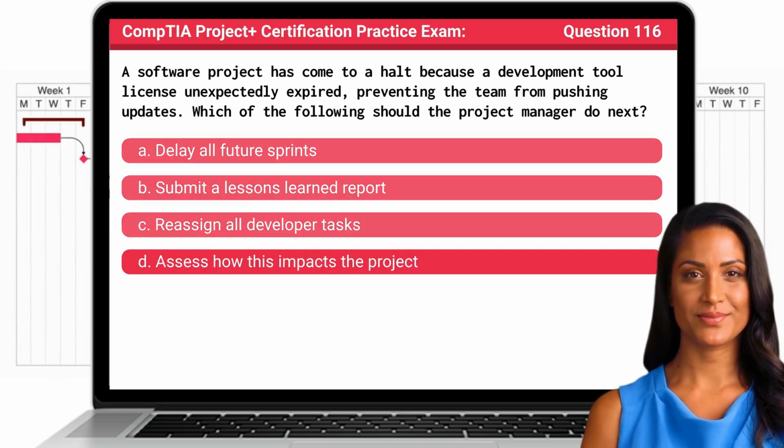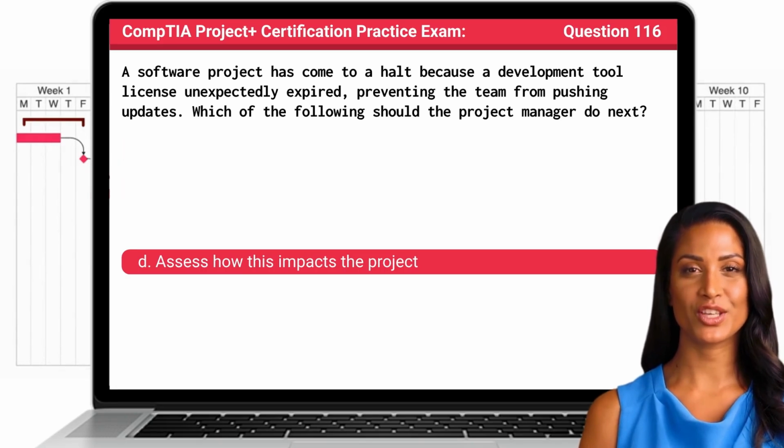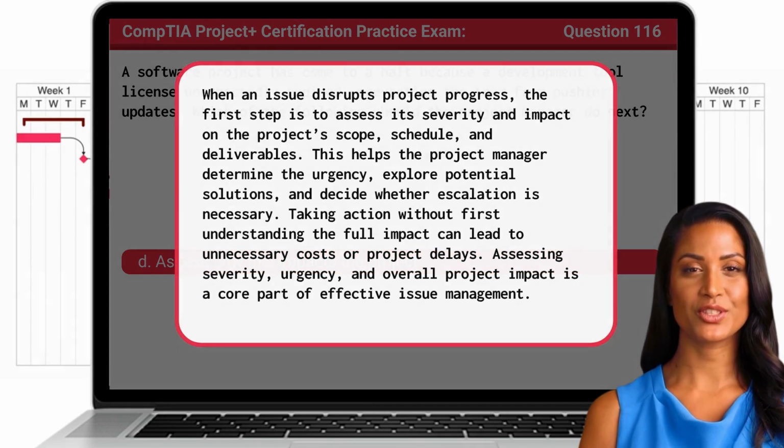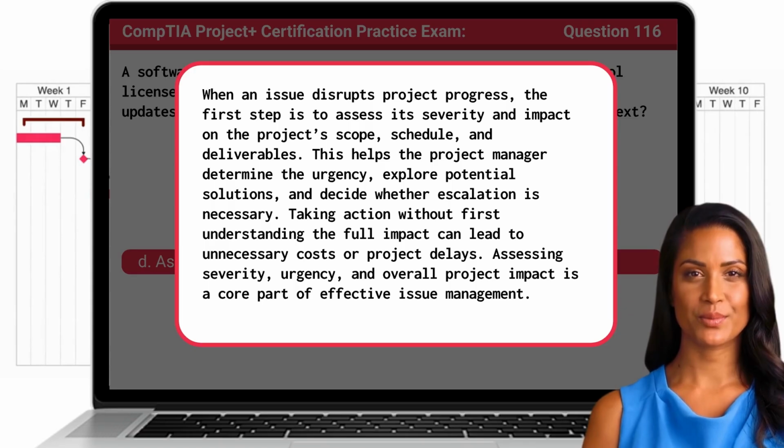The answer is D. Assess how this impacts the project. When an issue disrupts project progress, the first step is to assess its severity and impact on the project's scope, schedule, and deliverables. This helps the project manager determine the urgency, explore potential solutions, and decide whether escalation is necessary. Taking action without first understanding the full impact can lead to unnecessary costs or project delays. Assessing severity, urgency, and overall project impact is a core part of effective issue management.